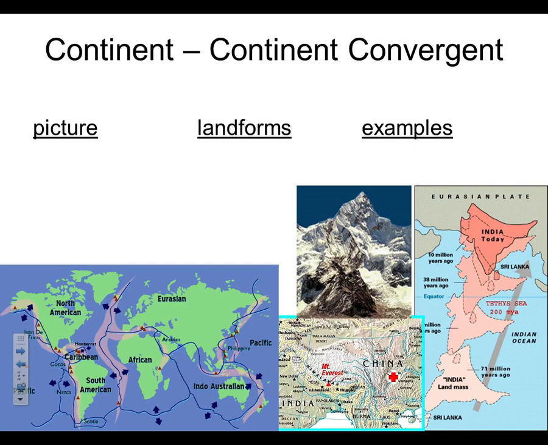And if you see on your note sheet, for convergent boundaries, we're doing it in 3 subtypes: continent-continent convergent, ocean-continent convergent, and ocean-ocean convergent. And we're doing it 3 different subtypes because we get different landforms at each one.